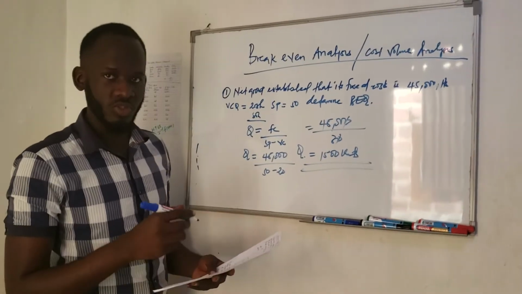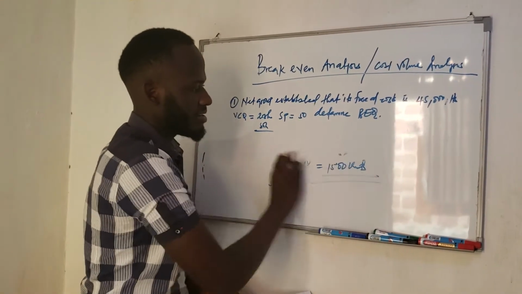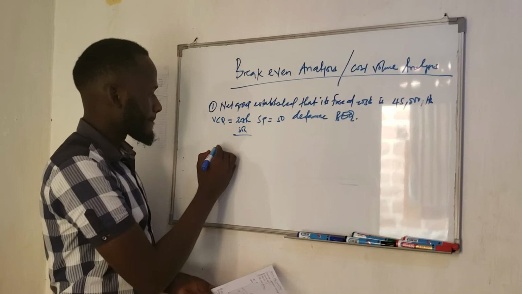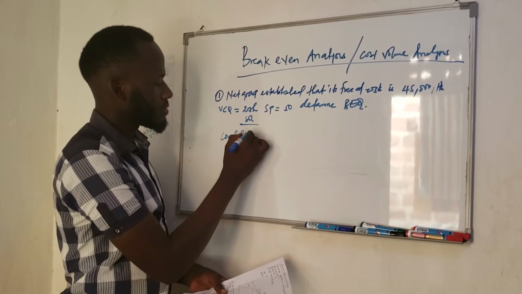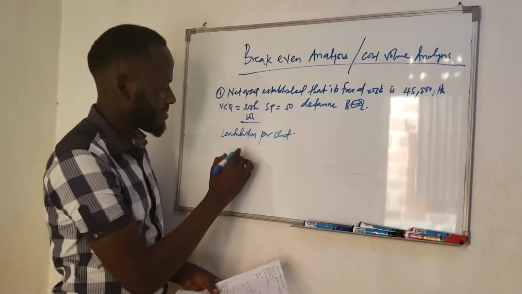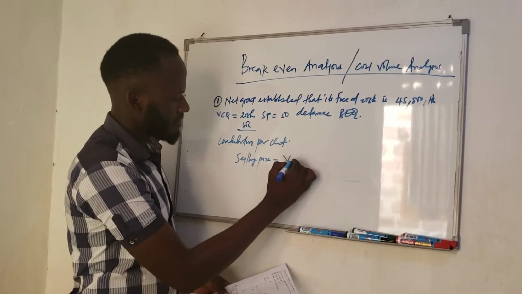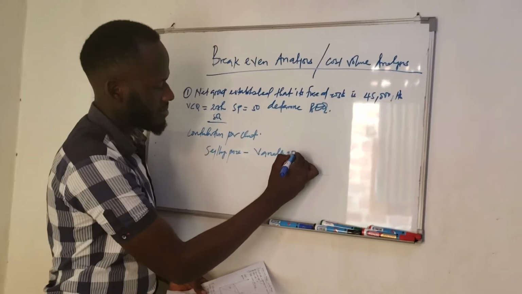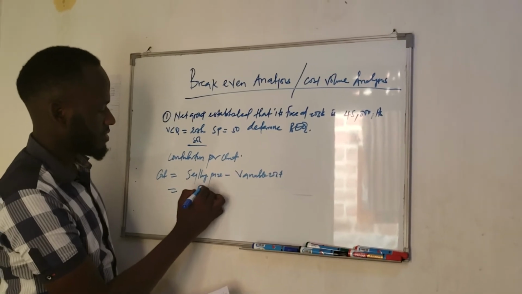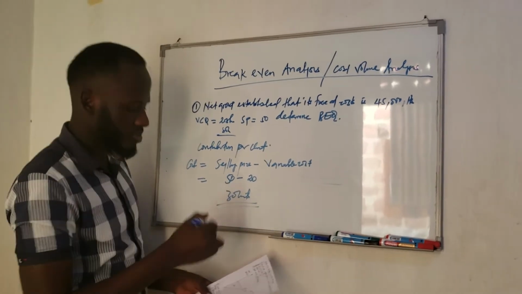Our next question says contribution per unit. If you're writing, you can write: the contribution per unit is given by the selling price minus the variable cost. So this is the contribution. So here we shall have our selling price, which is 50 minus 20, which gives us 30 units. So 30 units we have contributed.